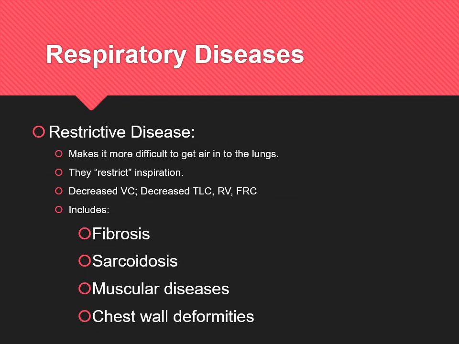And then there are different types of diseases. We have restrictive diseases. These are things that are going to restrict access. It makes it harder for air to move into the lungs, and so it's going to affect some of these volumes and capacities. Things like fibrosis, sarcoidosis, muscular disease, and chest wall deformities.